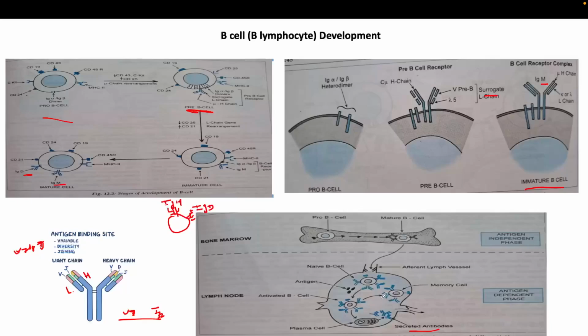Okay, and in the lymph node it will encounter the antigen, and after encountering the antigen, some part of this B cell will divide into plasma cells, and some part will divide into memory cells. Okay, and this plasma cell will give you the secreted antibody which is specific to this antigen, and it will neutralize this antigen to reduce or eradicate the infection. Okay, so this is the B cell development.